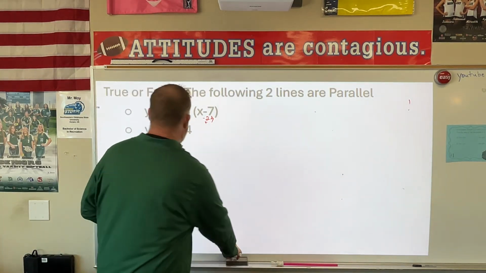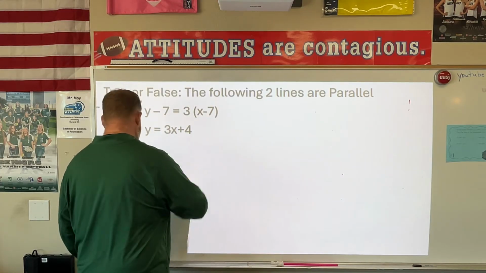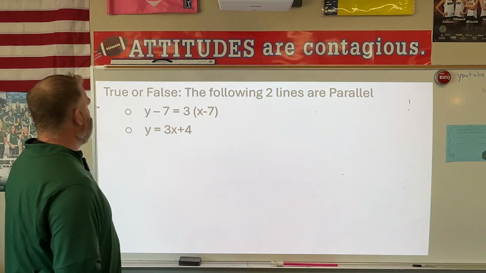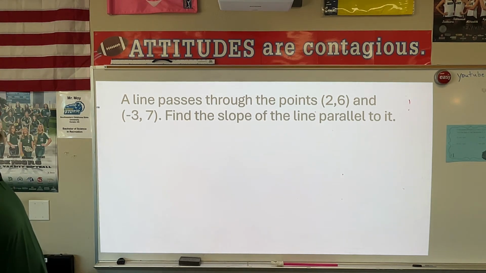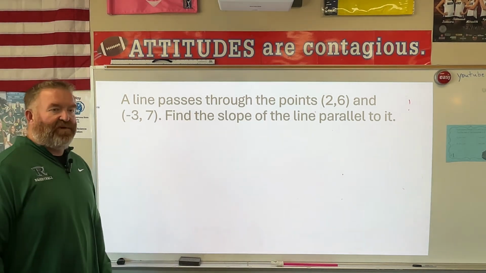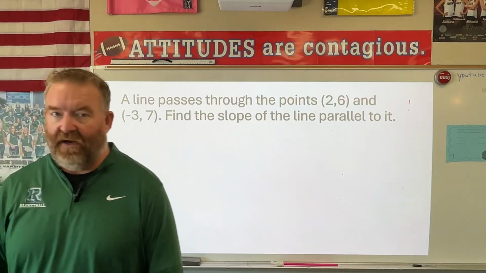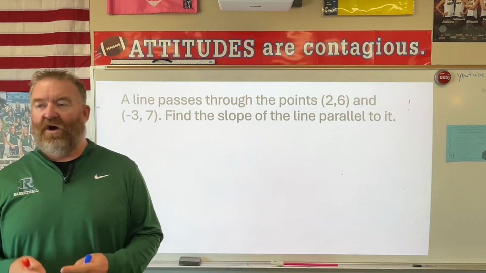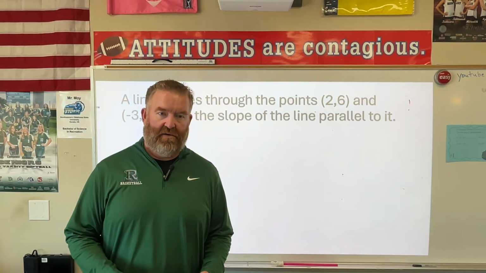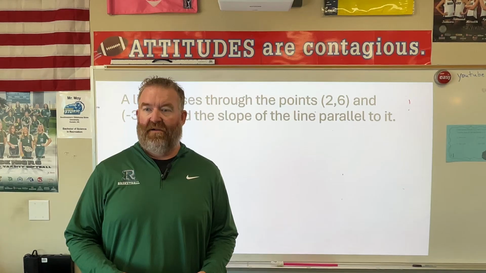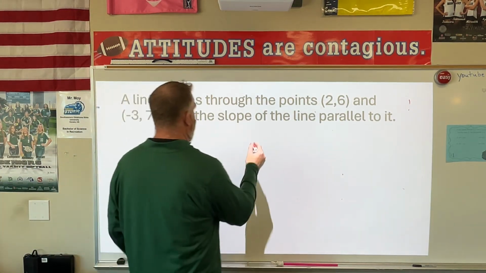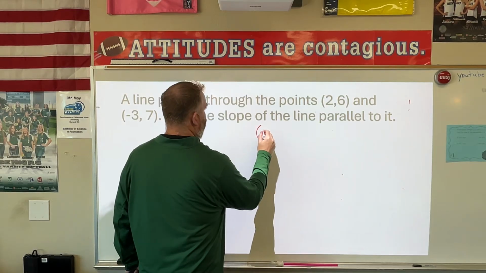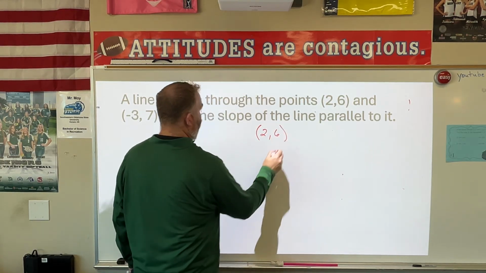Okay. All right, here we go. Going on. A line passes through the points 2, 6, and -3, 7. Find the slope of the line that's parallel to it. So if I have 2 points, what is the only thing I can do? Stack and subtract. That's all I can do. So I'm going to take my 2 points and I'm going to stack them and subtract them.